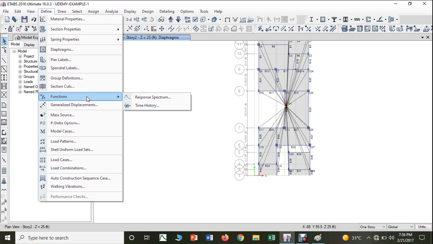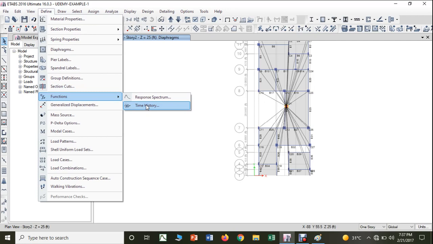So when it comes to the dynamic analysis, in India we usually follow two methods. We call them response spectrum and time history. So response spectrum and time history are the two methods that we can follow in the dynamic analysis. What is that? We will definitely go into detail.